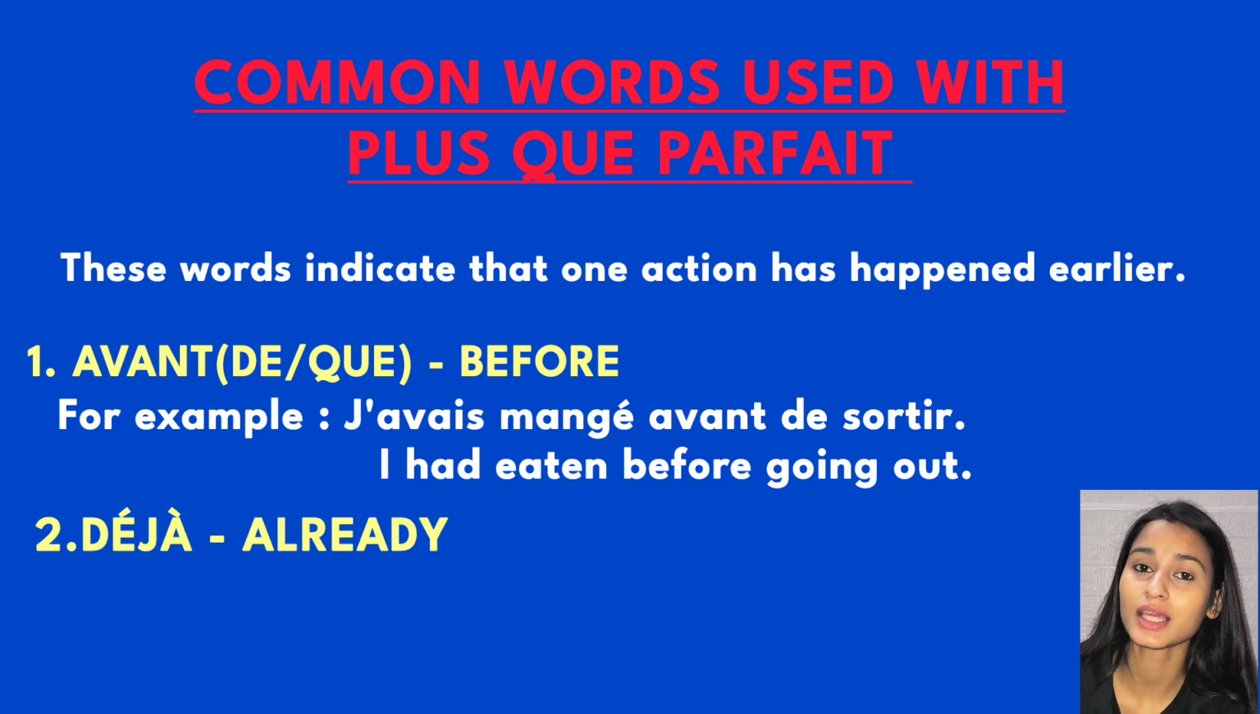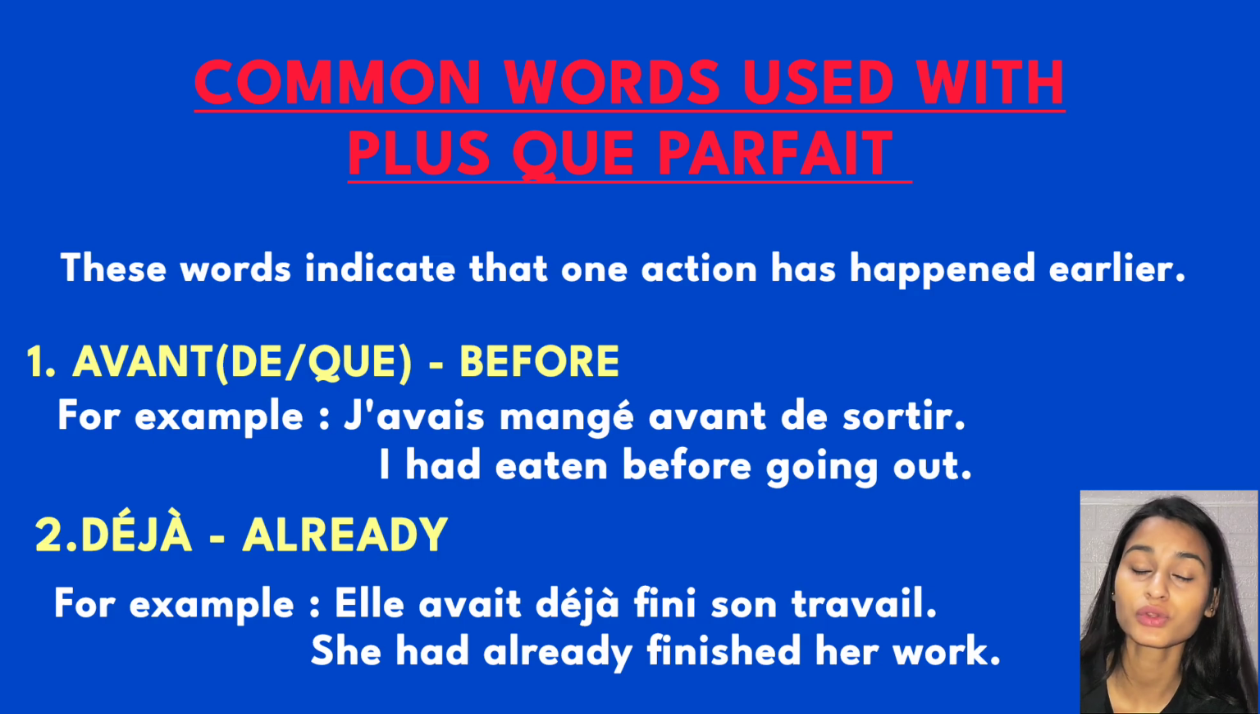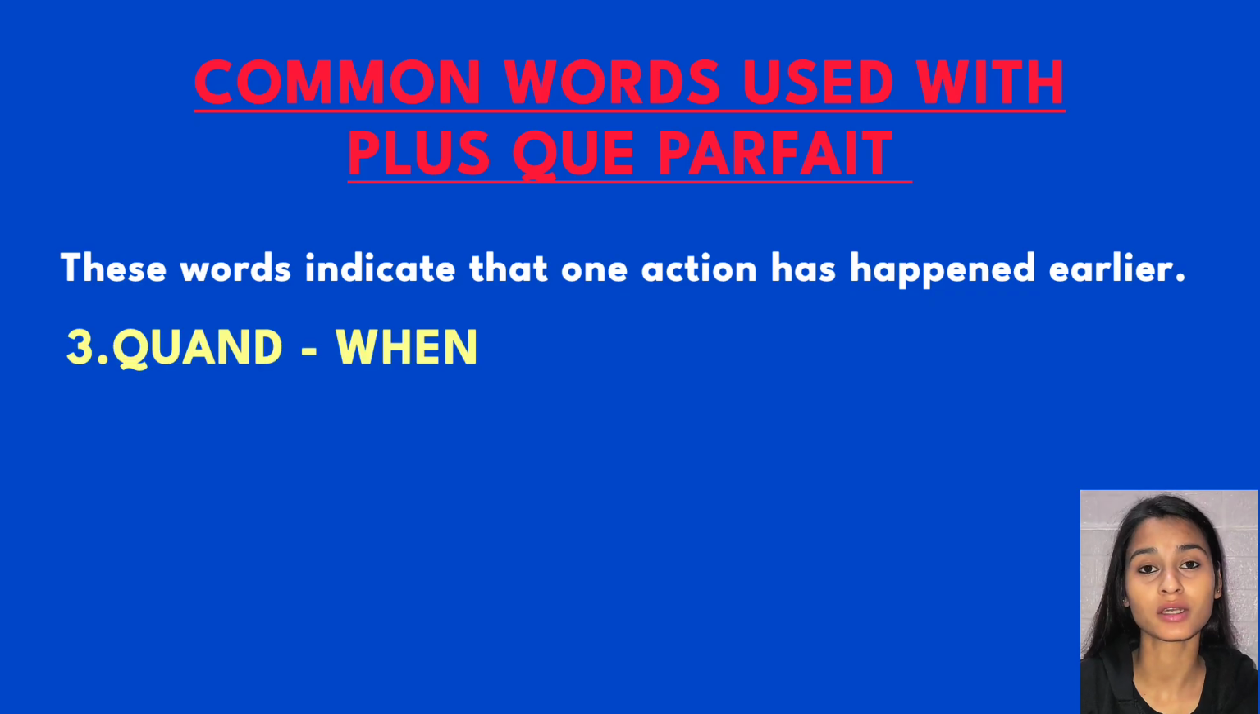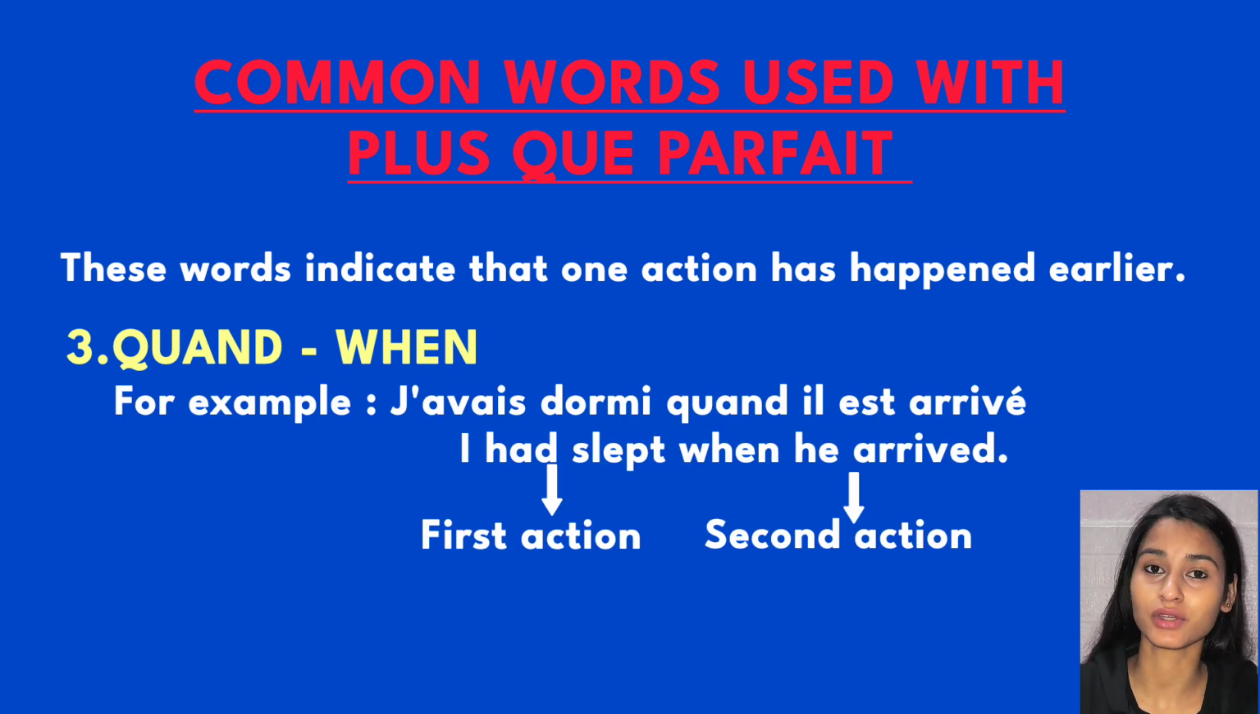The second one is déjà, which means already. It shows that the action was completed earlier. For example, elle avait déjà fini son travail. She had already finished her work. The third one is quand, which means when. When two past actions are linked with quand, the first one is in plus-que-parfait. For example, j'avais dormi quand il est arrivé. I had slept when he arrived.